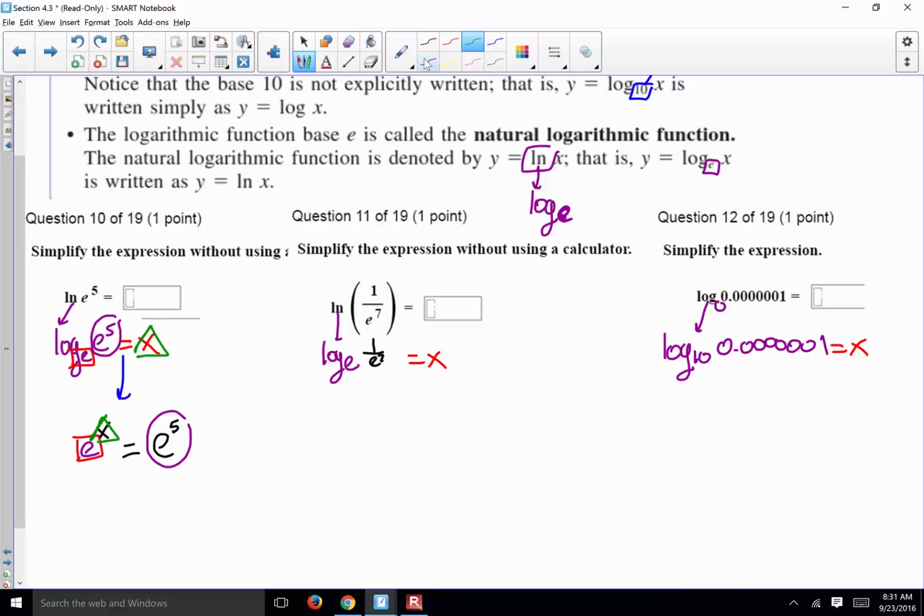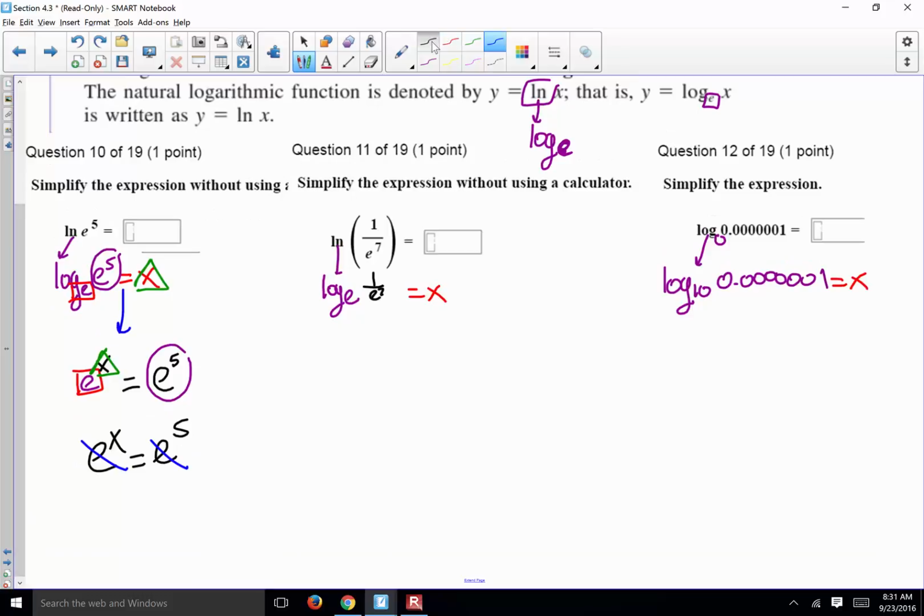Now, what happened here? e to the x equals e to the 5. Can we employ that same rule? They said if the bases match, x is 5. You're right. Okay? Make sense? We will learn how to do this faster in a moment, but right now this is how we do this so far.